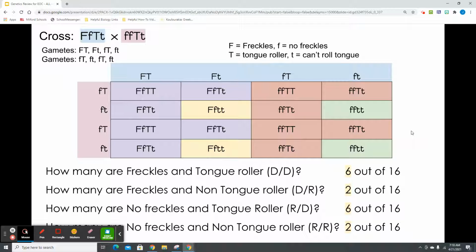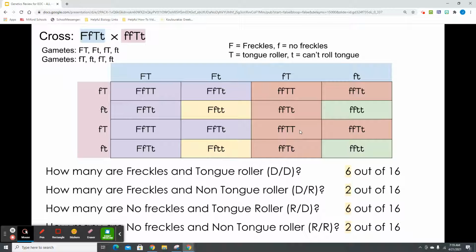And what's really important is for you to be able to look at these combinations and tell me what traits they will have. So remember, if they have one capital letter, they have the dominant trait. So if they have a capital F, they have the dominant trait of freckles. If they have a capital T, they have the dominant trait of tongue rolling. So this individual here is dominant for freckles and dominant for tongue rolling. Whereas this individual here is recessive, no freckles, but is a tongue roller.